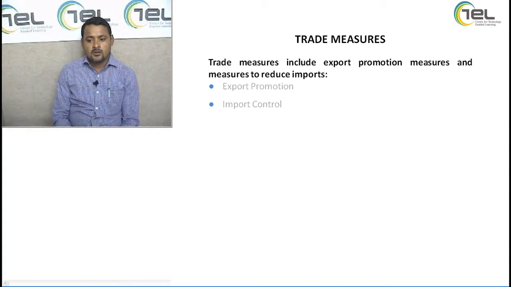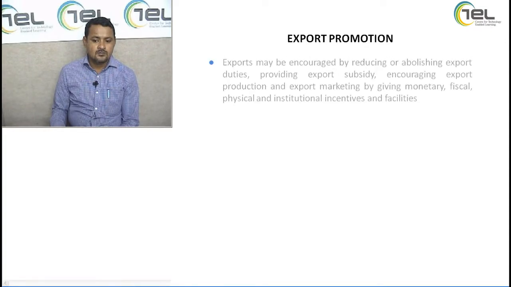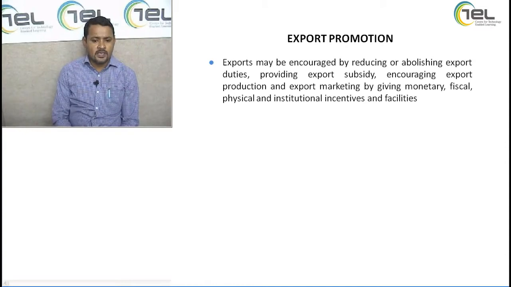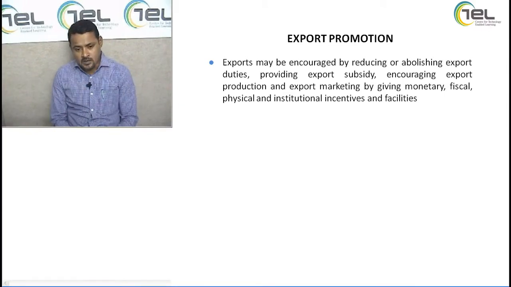Trade measures, the second measure. There are two measures under trade measures: import control and export promotion. Export promotion is encouraged by reducing export duties, providing subsidy to exporters, providing tax subsidy. People, companies and firms who are allowed and encouraged to produce for exports only are given monetary, fiscal and physical incentives and facilities.